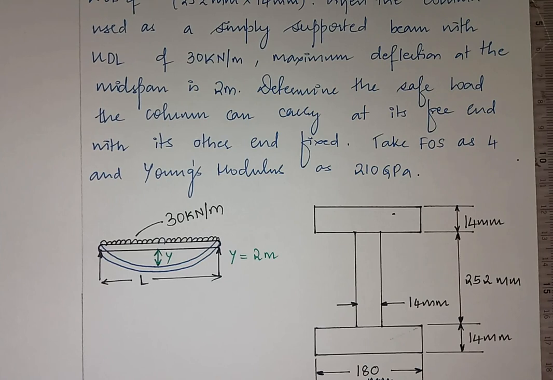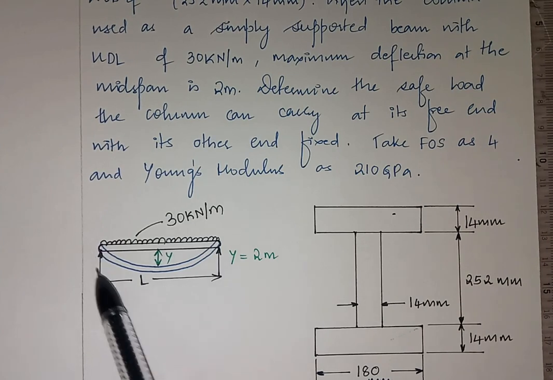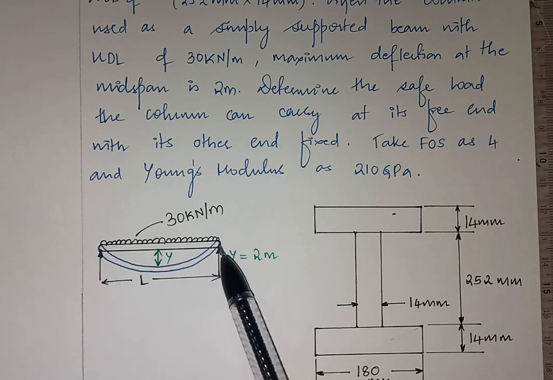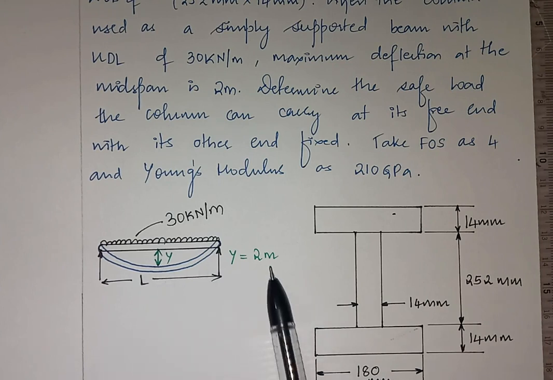Now the main logic lies here. What he is telling is this is the cross section of the column, and the same column he is making use of as a beam. When used as a beam, it is subjected to a UDL of 30 kilonewton per meter, and because of this load the beam is going to deflect like this. The maximum deflection at the midspan is 2 meters, that is what he has given. It is a simply supported beam, so the maximum deflection will be at the midspan, and the value is given as 2 meters.